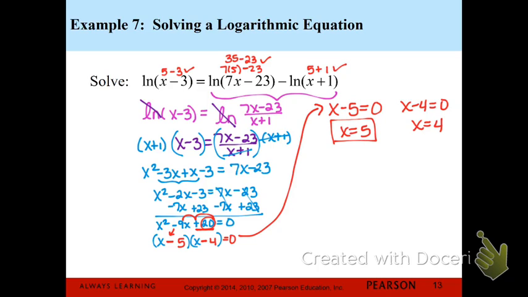Now let's check the 4. I'm going to change colors here. When I plug in 4, what's 4 minus 3? It's positive. What's 7 times 4 minus 23? Well, if you don't know offhand, it's okay. Just think, what's 7 times 4? 28. Minus 23. 28's bigger, so we know it's going to be positive, right? Yes. And then 4 plus 1, is that positive, negative, or 0? So it worked as well.